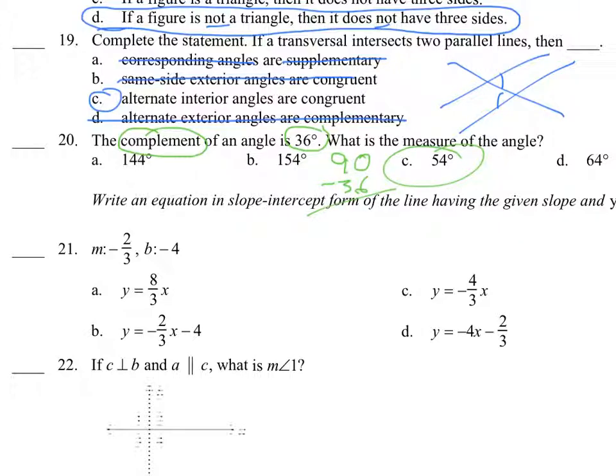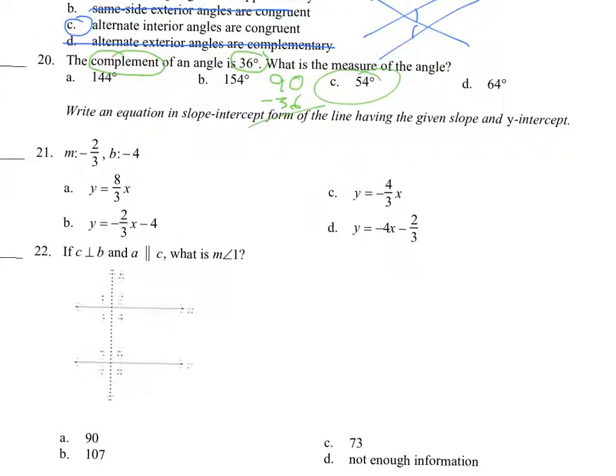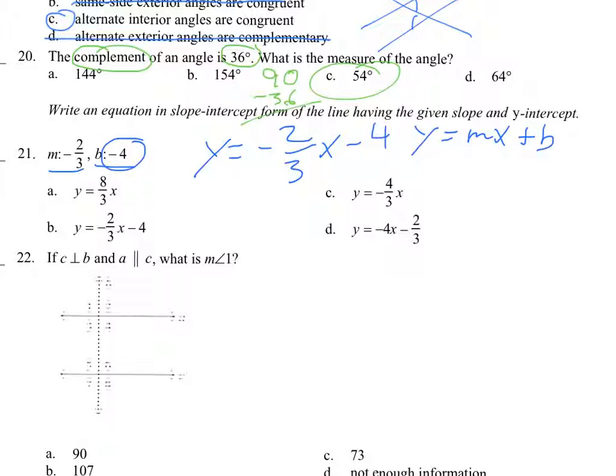Okay. Number 21, write an equation in slope-intercept form having the given slope and y-intercept. Well, it's in slope-intercept form. That is y equals mx plus b. And you're given the slope and the y-intercept. So all we have to do is plug that in. So it's going to be y equals the slope, negative 2/3 x, plus the b, which is negative 4, which is the same thing as just minus 4. So my answer is B.